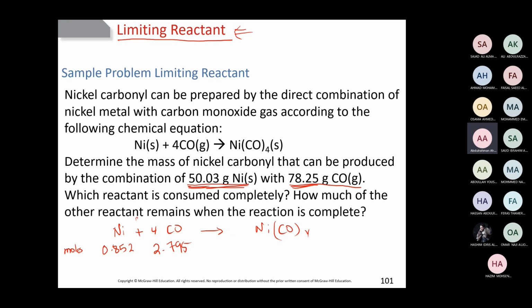Okay. If we have this, this is the moles of nickel, this is the moles of CO. Which one is the limiting reactant? Nickel. No, wrong. CO is the limiting. Why? Divide by 4. Exactly. If you divide this by 4, what are you going to have? This means this is the limiting reactant.